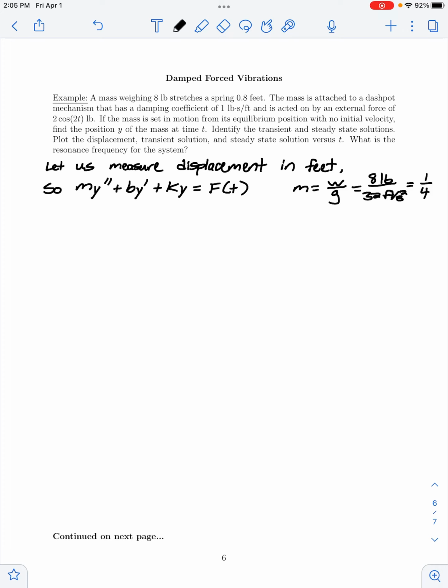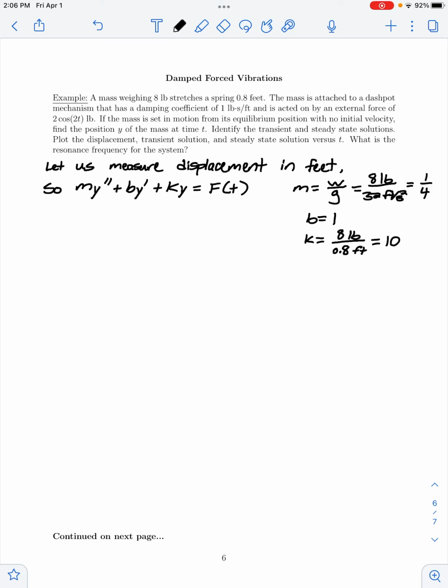Now in the problem statement, we were given the damping coefficient was 1 pound-second per foot. And then finally, to find the stiffness k, we could make use of Hooke's law. So the force needed to stretch our spring was equivalent to the mass's weight of 8 pounds. And then we would divide by the displacement of our spring. We were told here that we stretched 0.8 feet. So we're left with a stiffness of 10 pounds per foot.